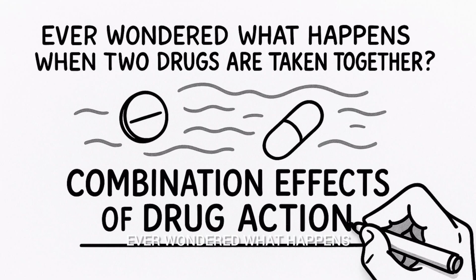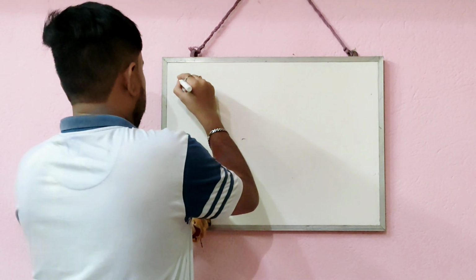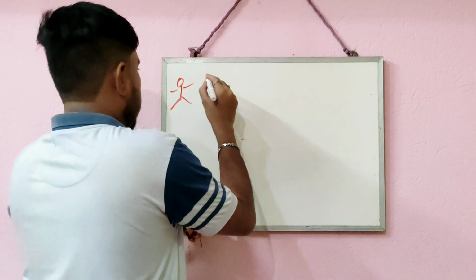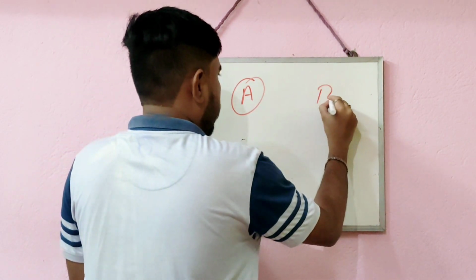Ever wondered what happens when two drugs are taken together? That's called the combined effects of drugs, which we are going to discuss. Take one patient who is taking two drugs. One is drug A and the second one is drug B.